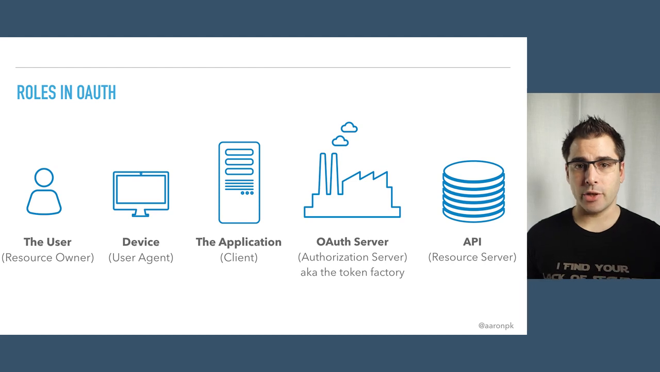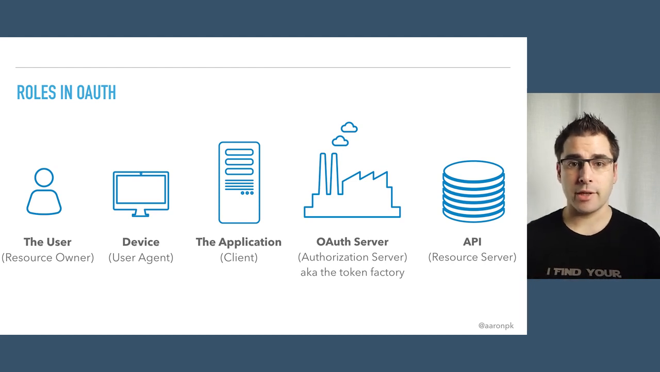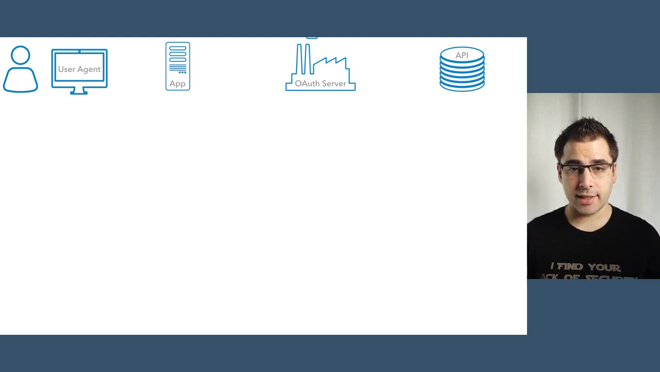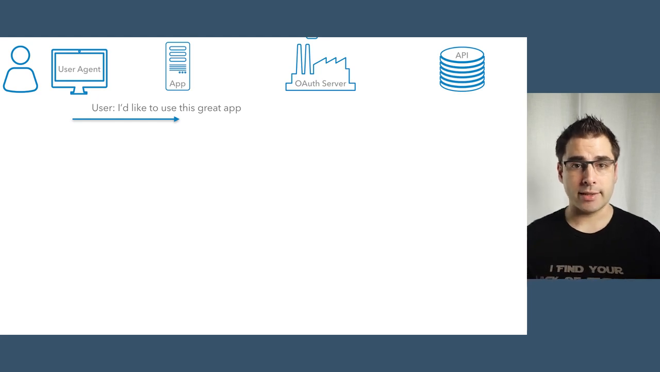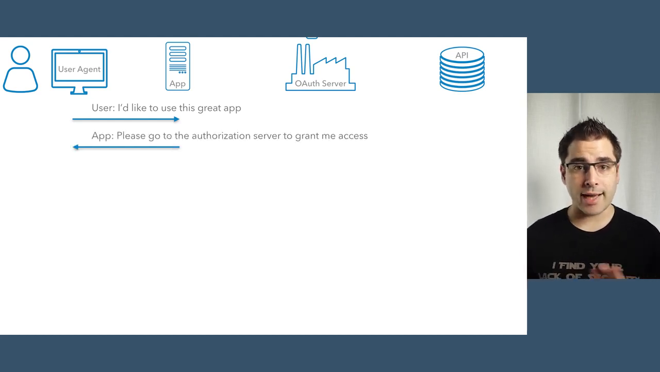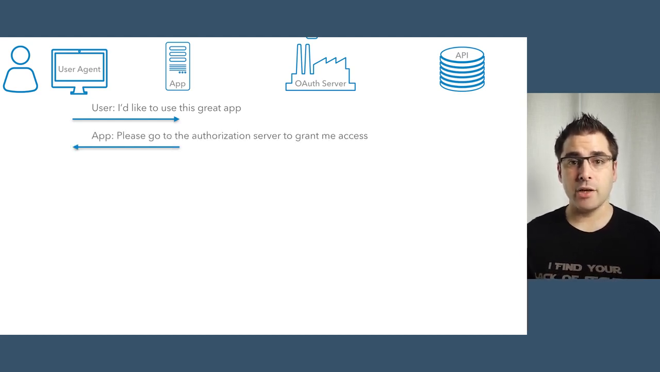So let's start by going over the most common OAuth flow, the authorization code flow. So the flow starts off with the user visiting the application's website or launching the mobile app. And then they click the button that says login. And that is them expressing interest in using this application. So they are saying, I would like to use this application. The app says, great, don't give me your password. I can't use your password. So instead, go over to the OAuth server and log in there.